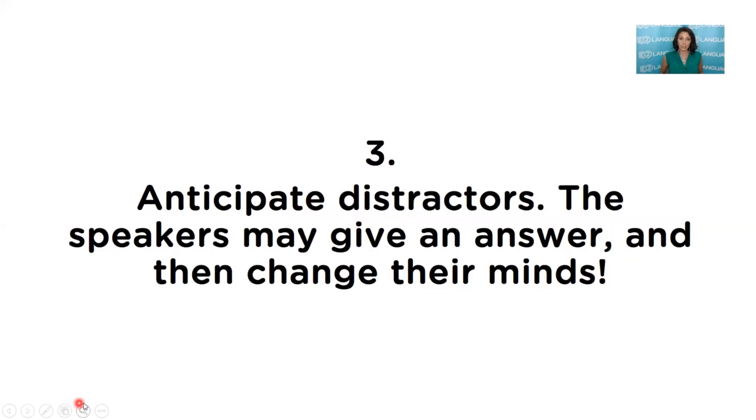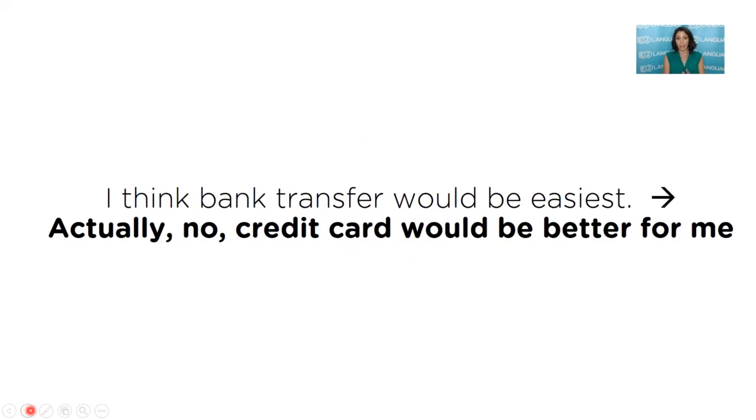Number 3, this is relating to the last question. Always anticipate distractors. Distractors are when the speaker gives you what you think is the answer, but then changes their mind. Okay, so it distracts you from the real answer. And here was an example. I think bank account would be easiest. So many of us would think, bank account is my answer. But then she actually says, no, credit card would be better for me. And she changed her mind. So whenever you think you have the answer, just keep listening to be sure that it's not a distractor.